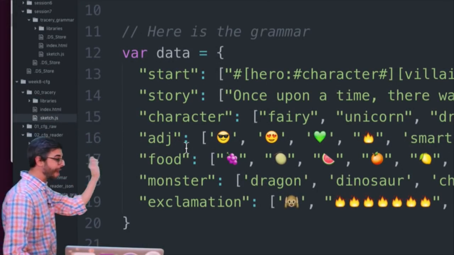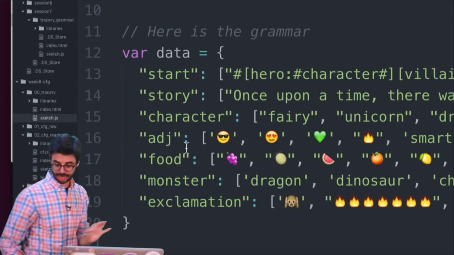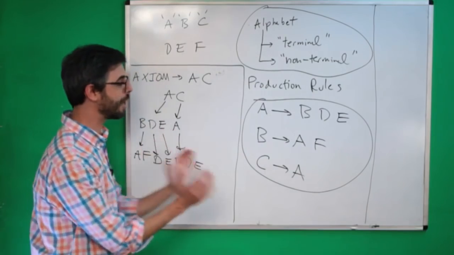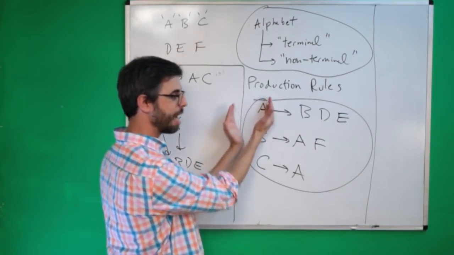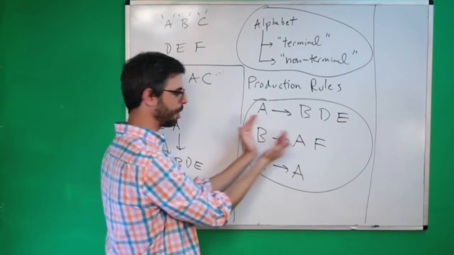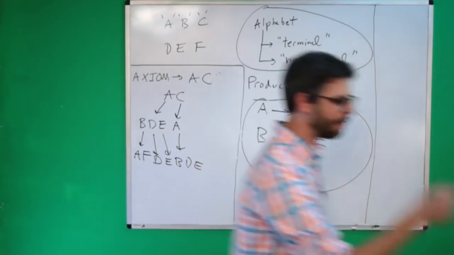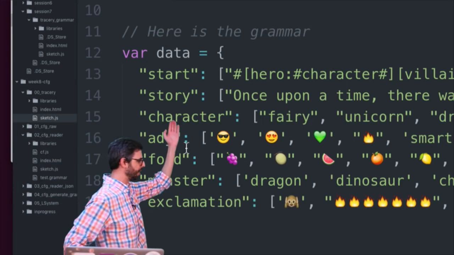And the grammar is simply a JavaScript object. And remember, if you watched my first video about context-free grammar, everything is about production rules. Take this and replace it with this. And if you have this, replace it with this. And if you have this, replace it with this. And you've got to start with something. So if I come back to here, you're going to see there is a start.